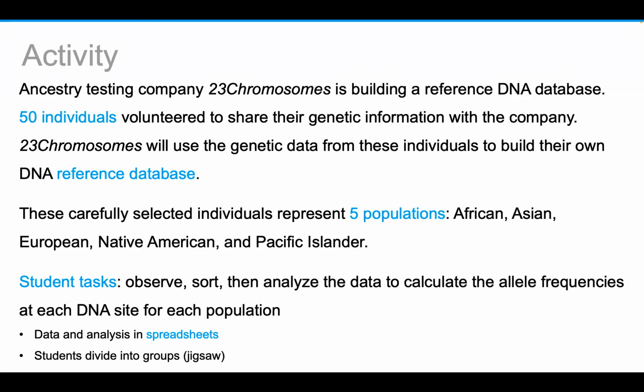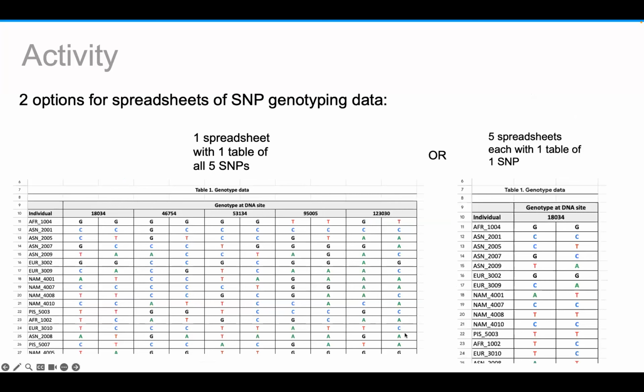So the students perform data analyses in spreadsheets, digital spreadsheets. In this case, we're using Google Sheets. And throughout the activity, we recommend a jigsaw approach, but any approach is also fine. So in this activity, two options for spreadsheets of the genotyping data from the ancestry testing company are provided.